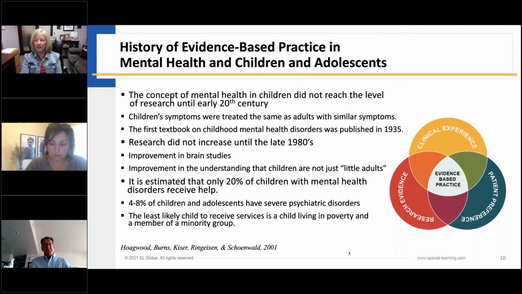So the first textbook on childhood mental disorders was published in 1935. I encourage all of you to look at that. It's pretty hilarious now, what we thought then versus what we know now. And then there was this big gap. So research didn't really start to increase until the 1980s because a lot of researchers were afraid to research children.